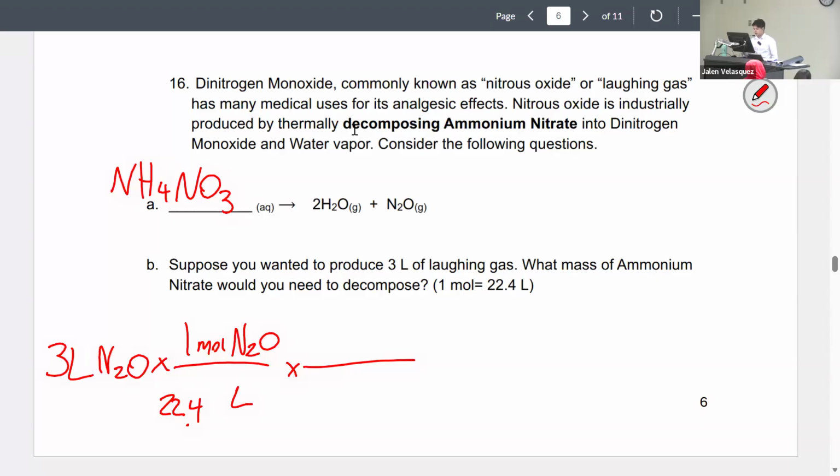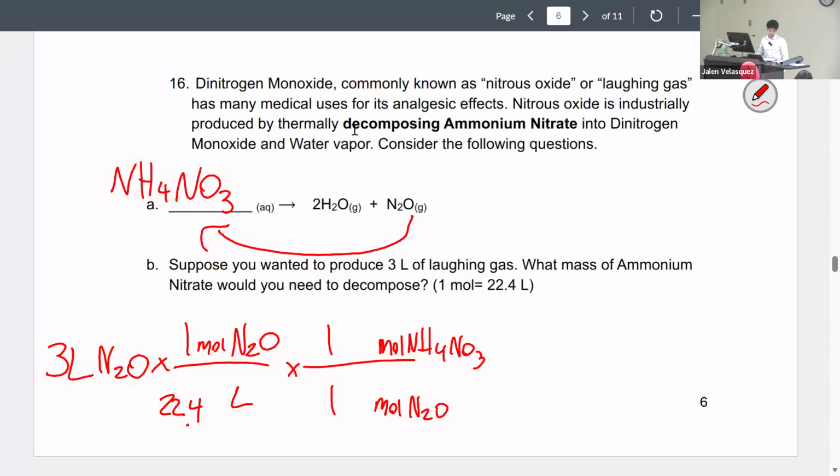So I want to get out of the quantity of N2O. I want to get to the reactant there, right? So what's my mole ratio here? 1:1, right? Now that I'm in the moles of ammonium nitrate, what can we do from there? Get the mass of it, right? And we can solve our problem.